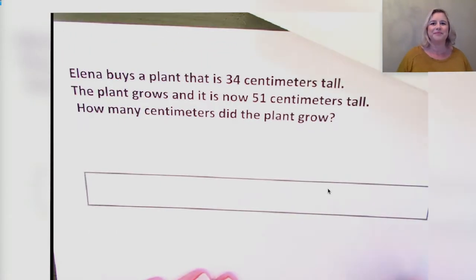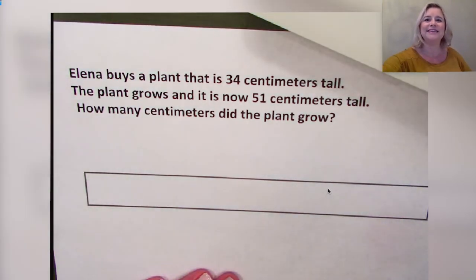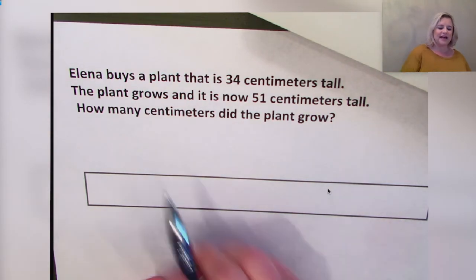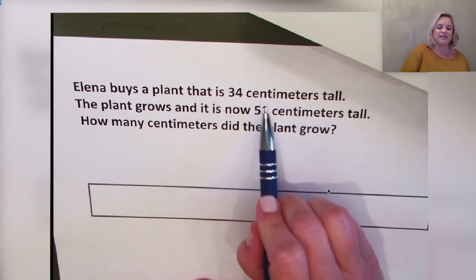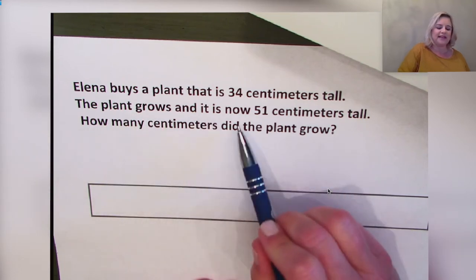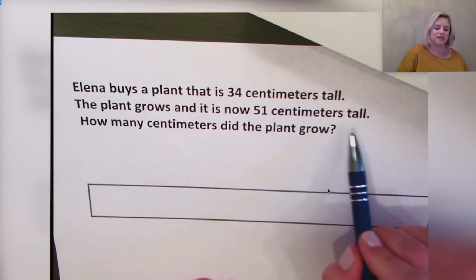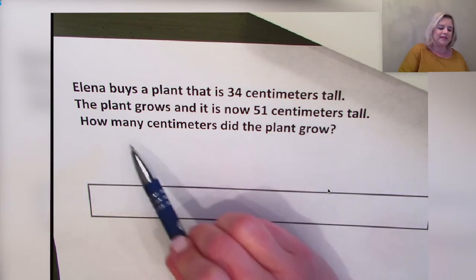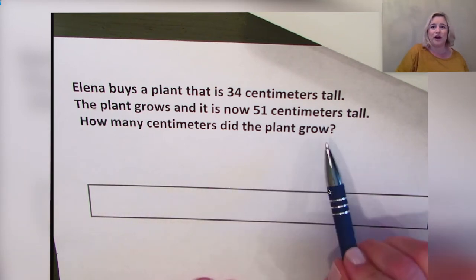Now, I want you to go ahead and read along with me this next problem. Elena buys a plant that is 34 centimeters tall. The plant grows and it is now 51 centimeters tall. How many centimeters did the plant grow?